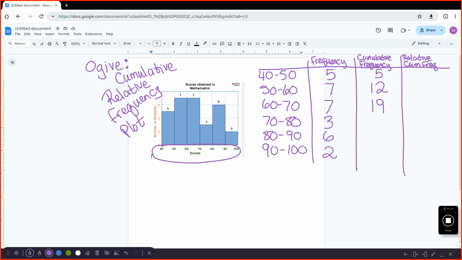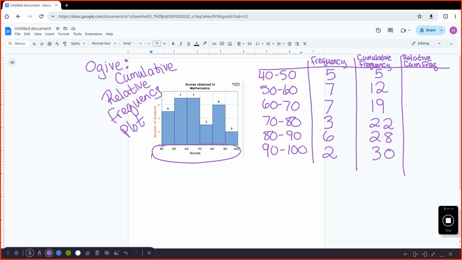How many people scored below 80 is 5 plus 7 plus 7 plus 3, or 19 plus 3, which is 22. How many people scored below 90? I'm going to add in these 6. That's going to give me 28. And how many people scored below 100? I'm going to add in those last 2, so that's going to be 30. So I have 30 people all together.